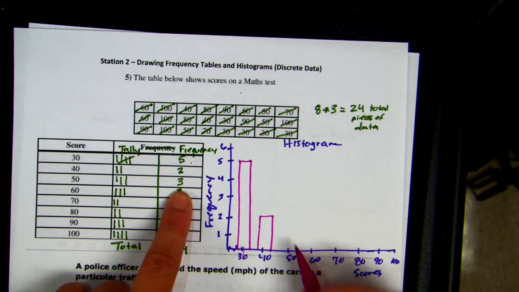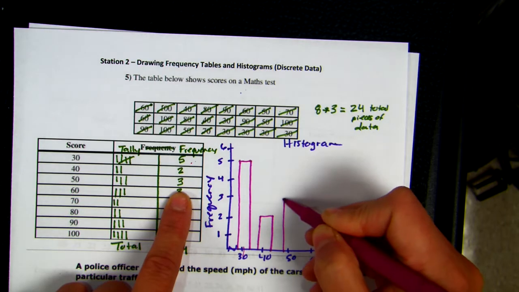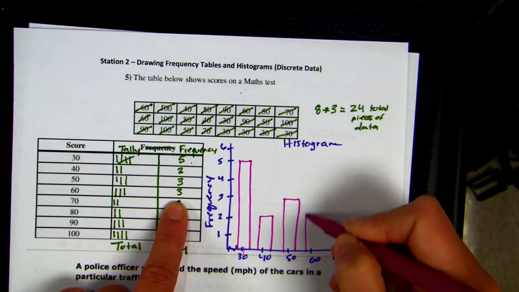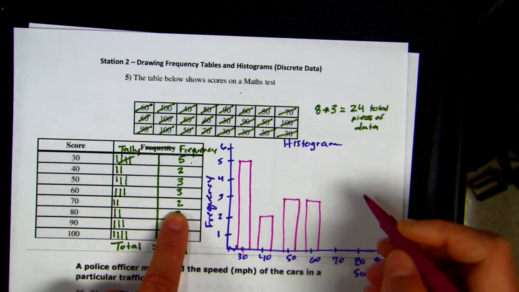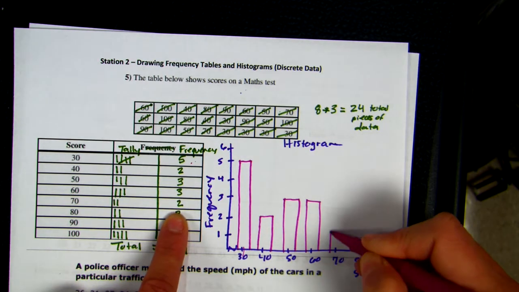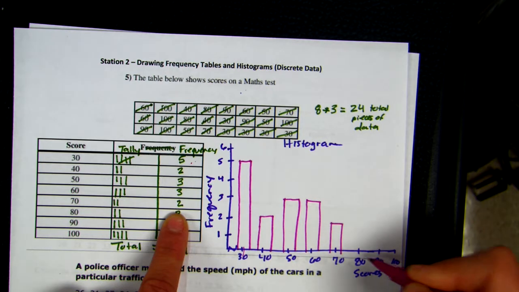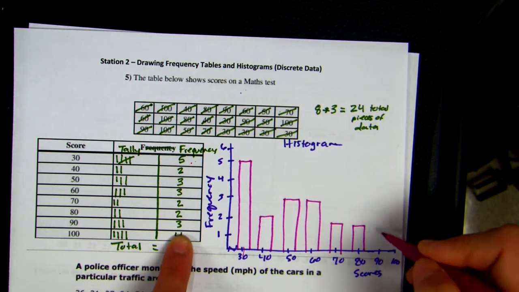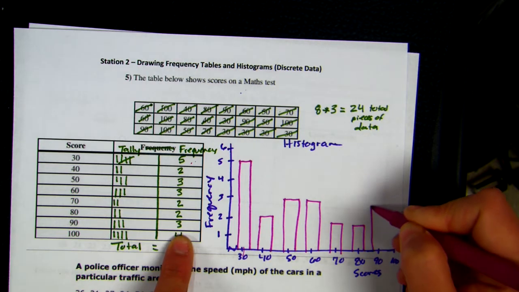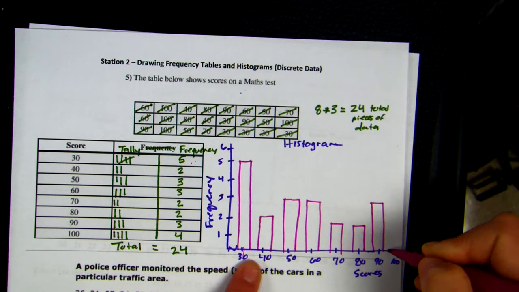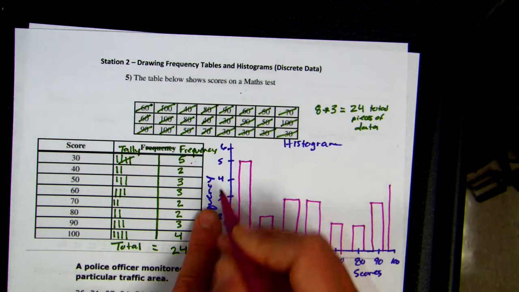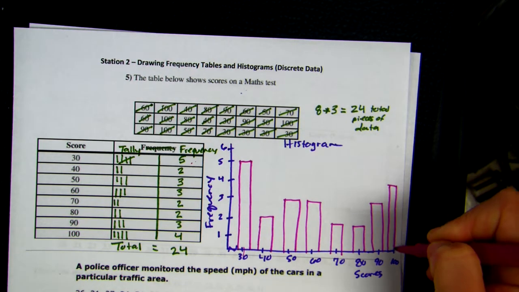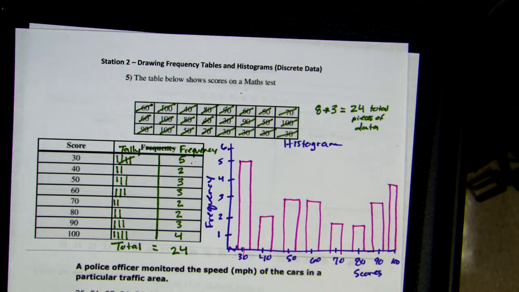Next one is 50. I go up to 3 because I have 3 50s. Next one is 60. I go back up to 3 because I have 3 60s. 70, I have 2 70s, so I just go up to 2. I have 2 80s, so I again go up to 2. I have 3 90s, so I go up to 3. And I have 4 100s, so I go up to, I think it's right about there. Yep, 4. Lost a little bit of room there on the end.